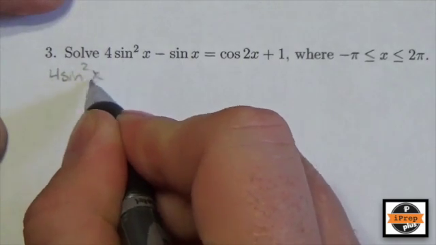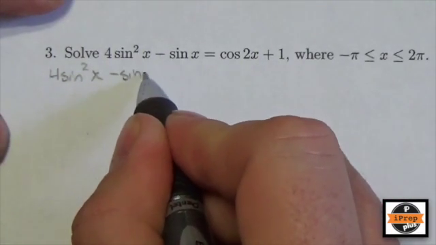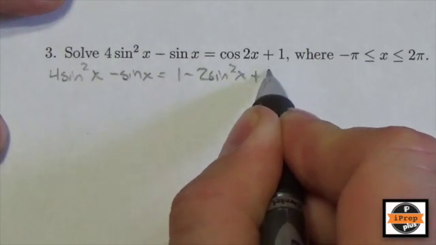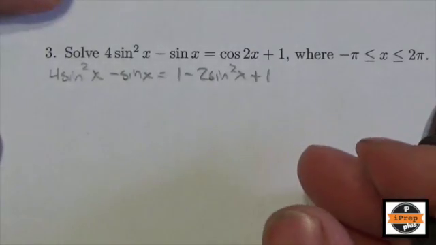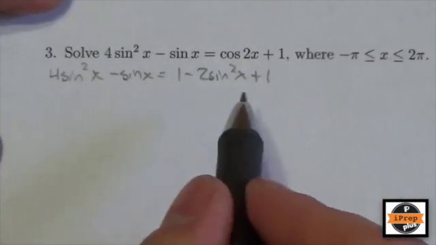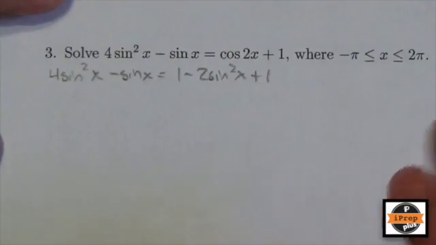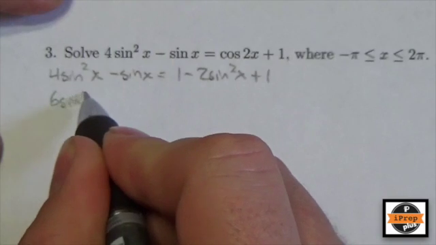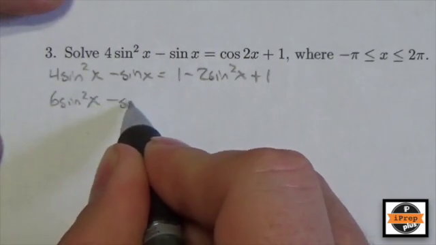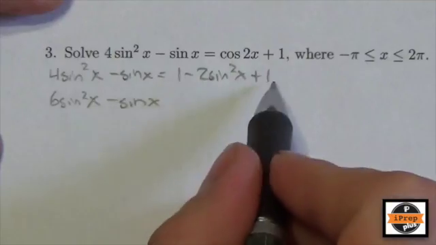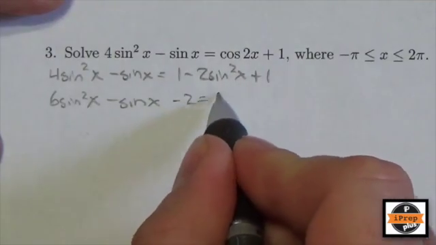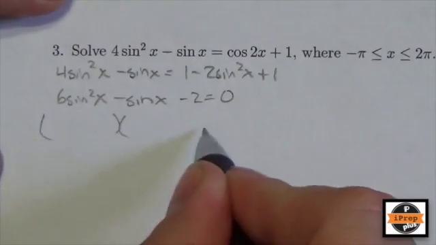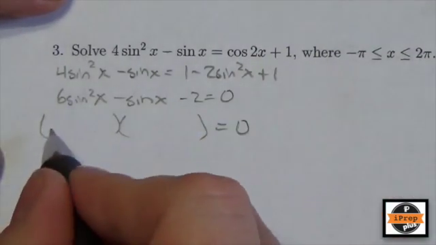So this will be the 4 sine squared of x minus the sine of x is going to equal 1 minus 2 sine squared of x plus 1. Now the whole thing is in terms of sine, and not only that, they're all sine of x. There's no sine of 2x. Now I'm going to bring everything over to one side, so I'll bring the sine squared over. So this will be 6 sine squared of x minus the sine of x. And then I have the 1 plus the 1 there, bring that over to be minus 2 on the left-hand side. And now this is just a quadratic, a pretty straightforward quadratic that can be factored actually pretty simply.